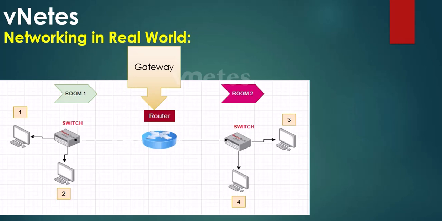For example, in your house you want to go to the next room. So what you'll do, you will get up and open the door and go to the next room. Similarly, consider this router as a gateway, a door between these two rooms.